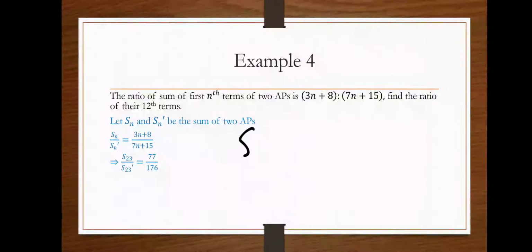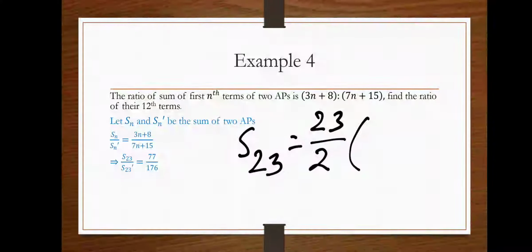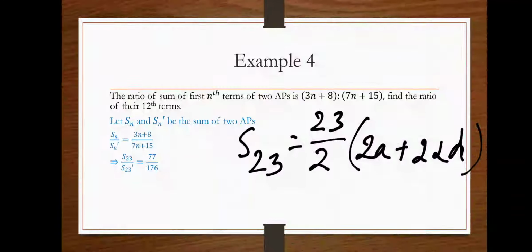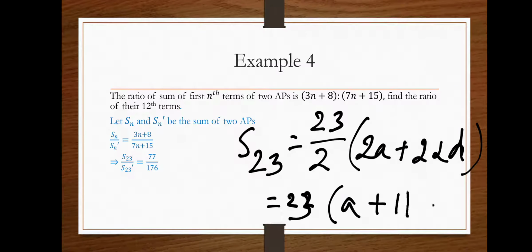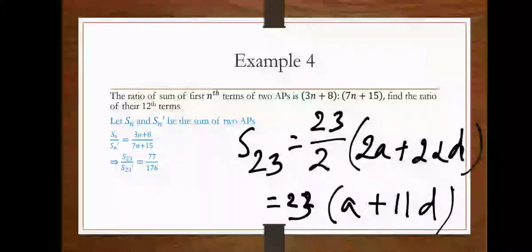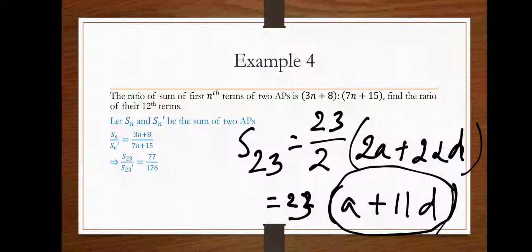So S23 is basically 23 by 2 times 2a plus 23 minus 1. 23 minus 1 is 22d. Right? So you can see this 2 gets cancelled. So you are getting 23 times a plus 11d. So now you understand why I have put this value of n as 23, to ensure that I come across this a plus 11d. That is the 12th term which we are trying to find.